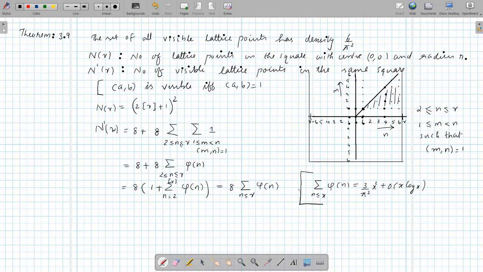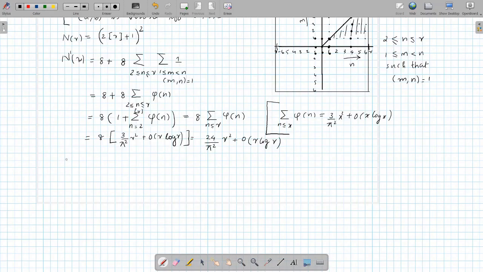Okay, so we can apply this formula here. So that will give 8 times 3 by pi square r square plus O of r log r. So this is equal to 24 by pi square r square plus again O of r log r. Okay, so this is the value of this n prime of r.